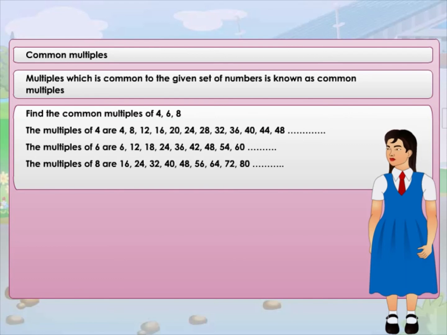The multiples of 8 are 8, 16, 24, 32, 40, 48, 56, 64, 72, 80, etc. Therefore, the common multiples of 4, 6, 8 are 24 and 48. Here, 24 and 48 are the common multiples for the given numbers.